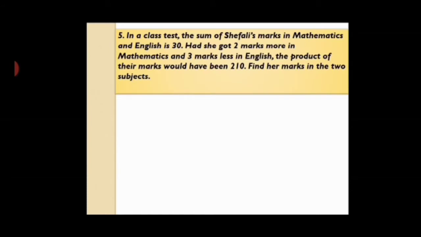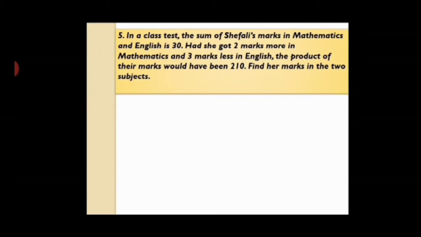Question number 5 is, in a class test, the sum of Shefali's marks in mathematics and English is 30. Had she got 2 marks more in mathematics and 3 marks less in English, the product of their marks would have been 210. Find her marks in the 2 subjects.